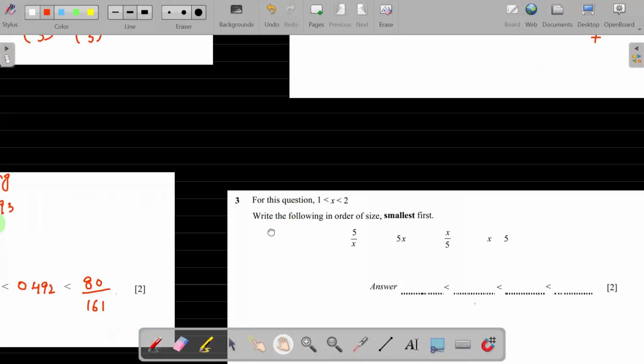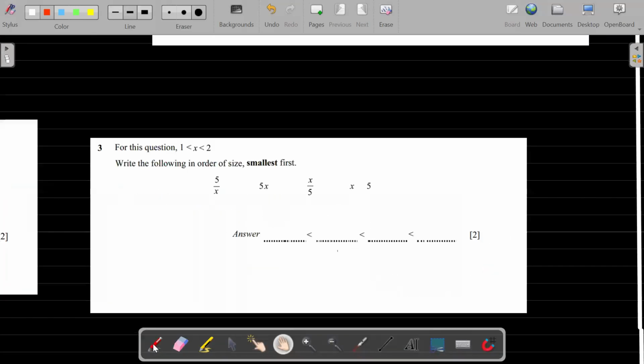Let's come to this question now. Look, it says that for this question, x is greater than 1 and less than 2. Okay, write the following in order of size, smallest first. Look, when it says greater than 1 and less than 2, equality is not involved. Okay, it means that our answer will be 1.5. That is the only term which is greater than 1 and less than 2. Okay, there are more decimal places, but I will consider only one.